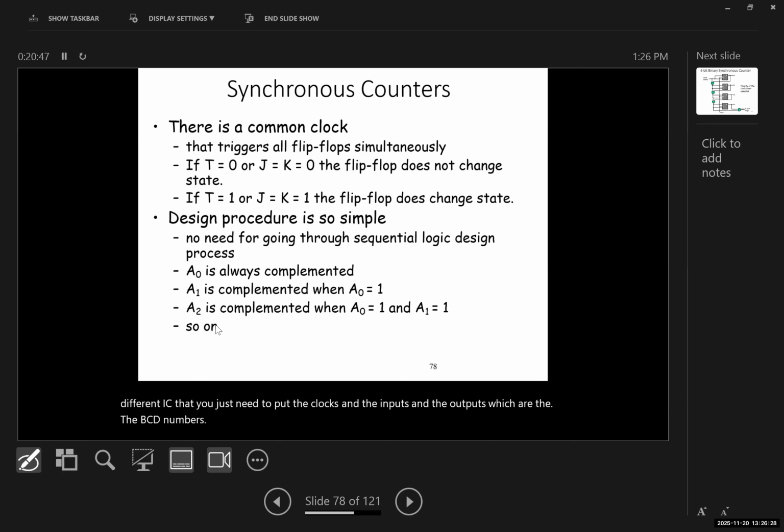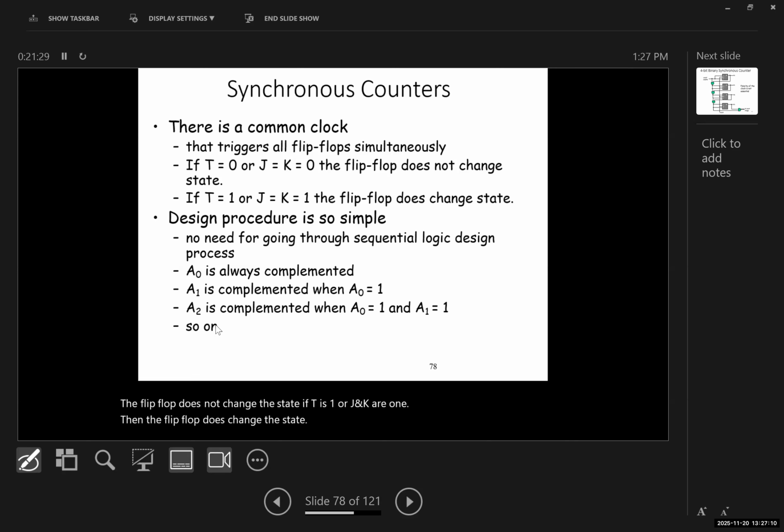Now, the ones that we studied so far are the ripple counters. Now, we want to dive into the synchronous counters. In a synchronous counter, all of them have a common clock, meaning you would have a single clock and all the clock inputs are tied together. That clock triggers all the flip-flops simultaneously. If T is equal to 0 or J and K are equal to 0, the flip-flop does not change state. If T is 1 or J and K are 1, then the flip-flop does change state.